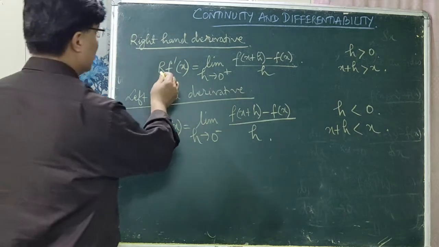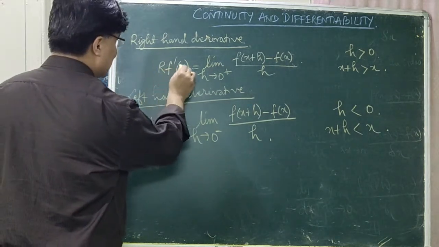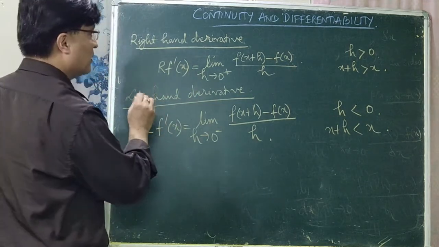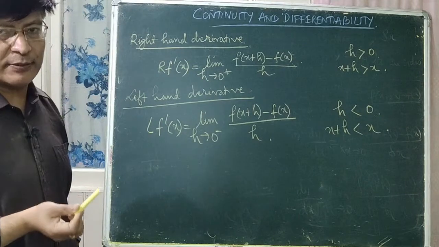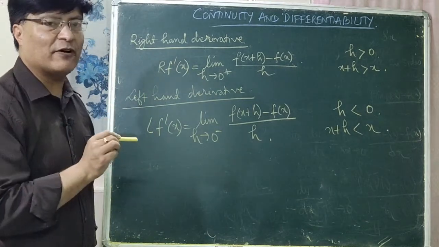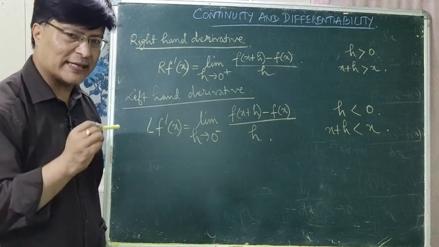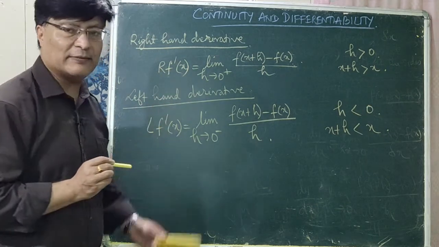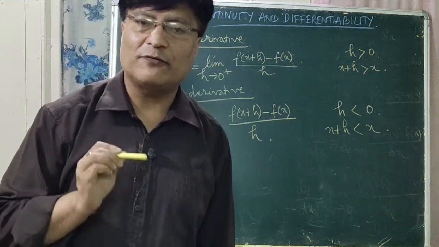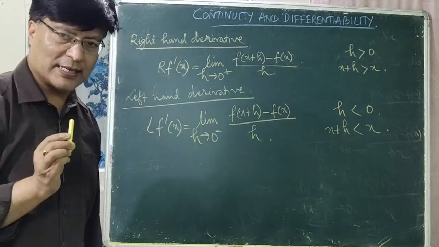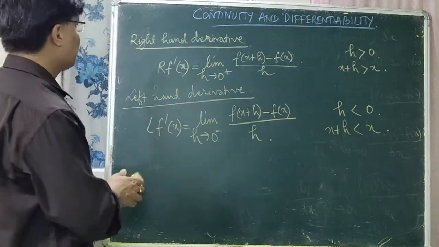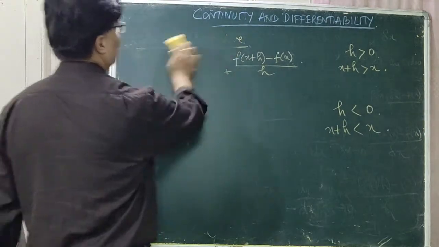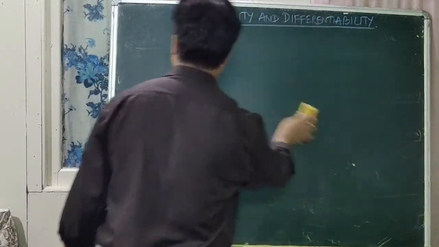So if this right hand derivative is equal to left hand derivative, then the given function f of x is differentiable at any point. Okay, if the right hand derivative is equal to the left hand derivative, then the given function f of x is differentiable. Is that clear to all of you? So now let us find out the right hand derivative and left hand derivative at a particular point.